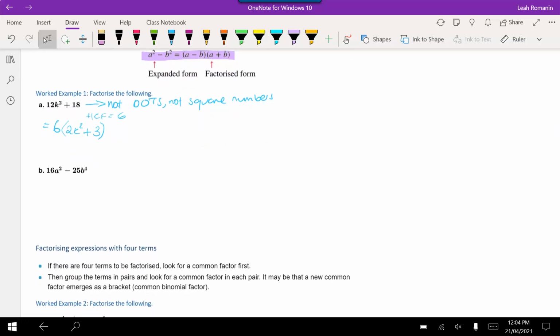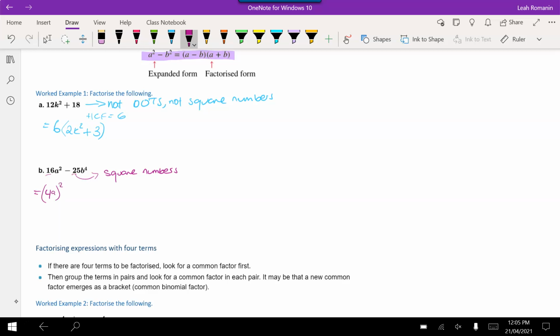Looking at b, I have 16a squared minus 25b to the power of 4. Now, looking at 16 and 25, we can recognize that these are square numbers. So what I'm going to do is rewrite these numbers in terms of a whole squared number. So 16 can also be written as 4 squared. So I'm going to write 16a squared as 4a all squared.